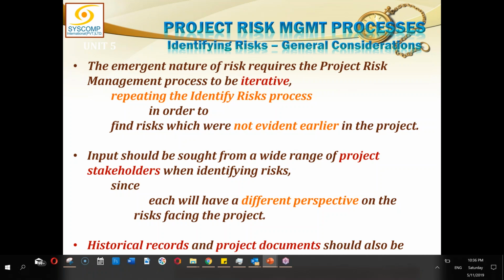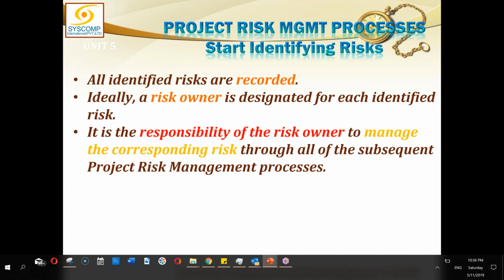Historical records and project documents should also be consulted. All identified risks are recorded. They must be written down into a document which is called the risk register, and every risk must be assigned a risk owner. A risk owner is designated for each identified risk. It is the responsibility of this risk owner to manage the corresponding risk. Whatever risk has been given to this risk owner, he is solely responsible from the beginning till the end of that risk through all of the subsequent project risk management processes.